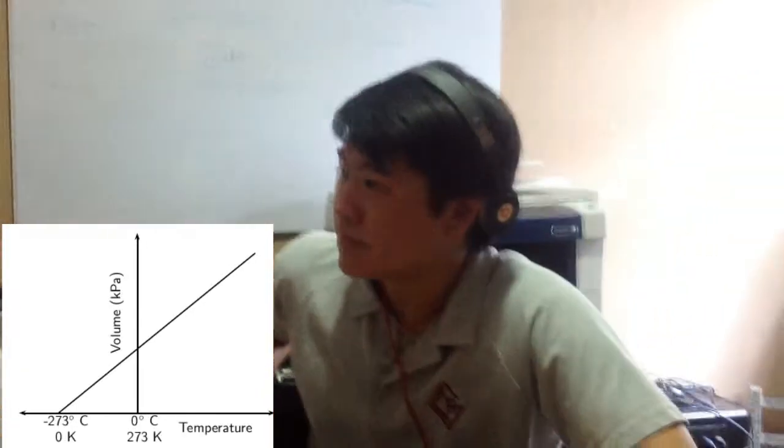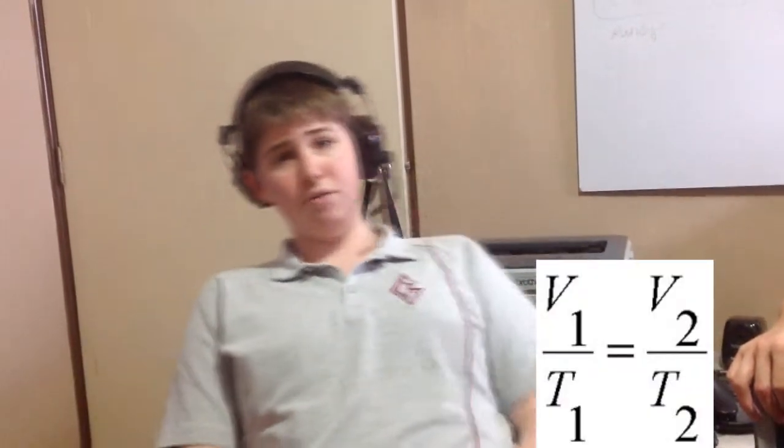Charles' law is a relationship between volume and temperature. It's a directly proportional relationship. What does this mean? It means that as volume increases, temperature increases, and as volume decreases, temperature decreases. The default equation is volume equals constant times temperature. So what you have to do is divide both sides by temperature. You will have as a result volume over temperature equals a constant. And since K is a constant, V1 over T1 equals V2 over T2.